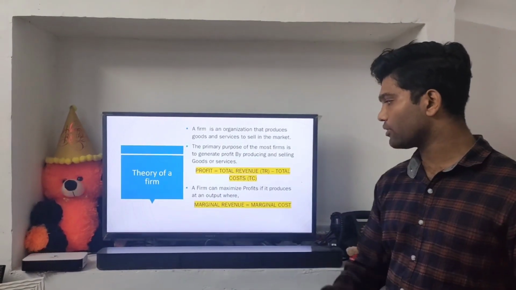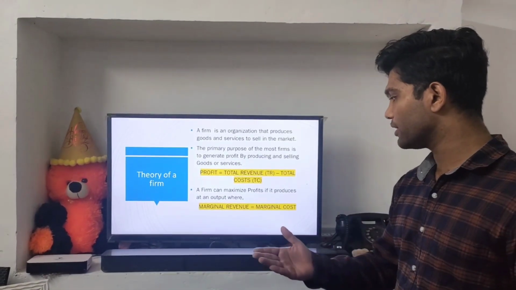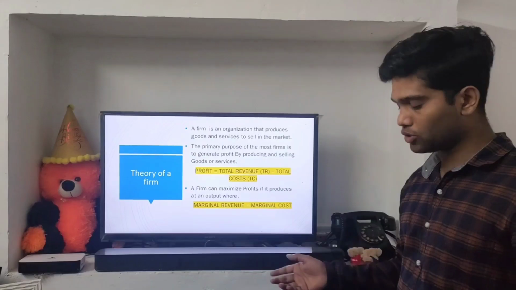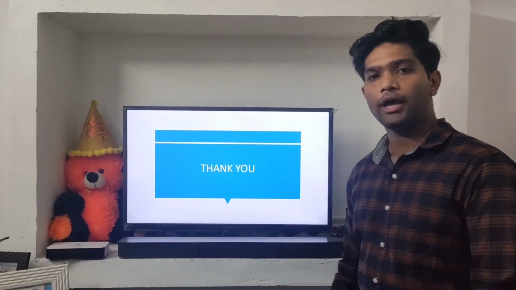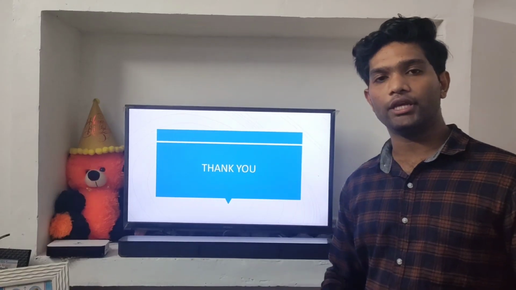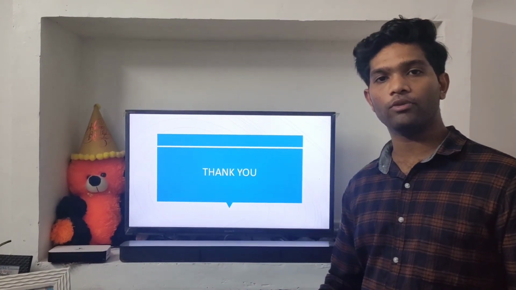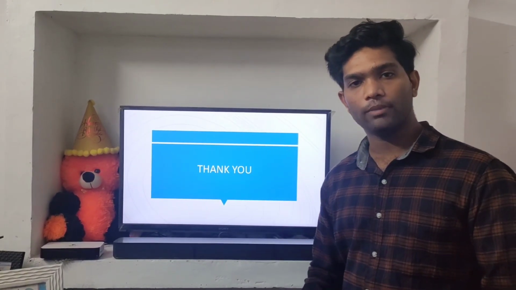The last point we discussed is that a firm can maximize profit if it produces at an output where marginal revenue equals marginal cost. So this is the last point in this section. From this section we are winding up the topic. We discussed the market and the nature of the markets, the 4 types of markets we studied, and also the theory of a firm, the profit formulas, and the marginal revenues. So I hope you understand my topic.